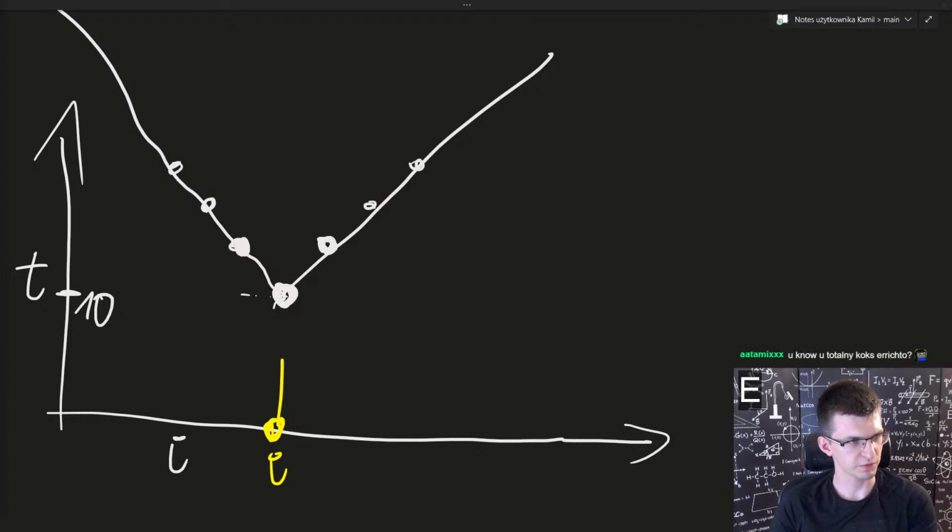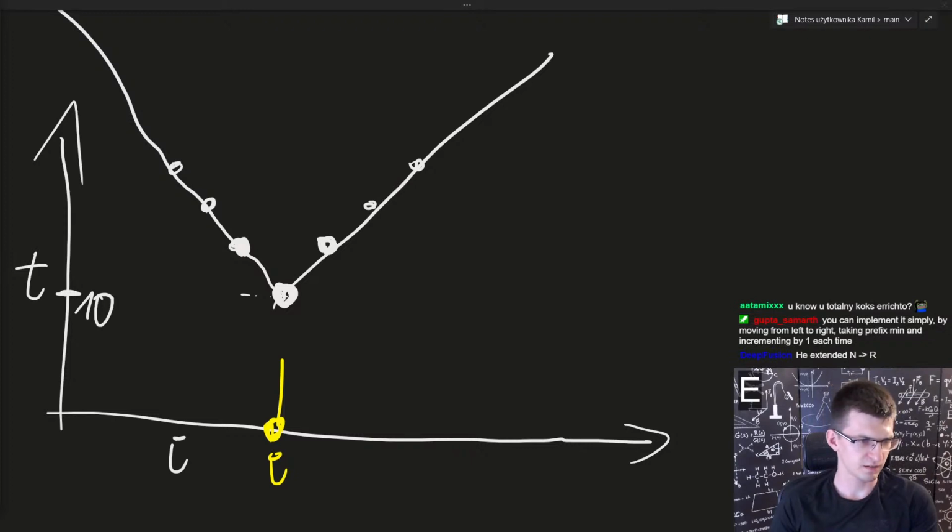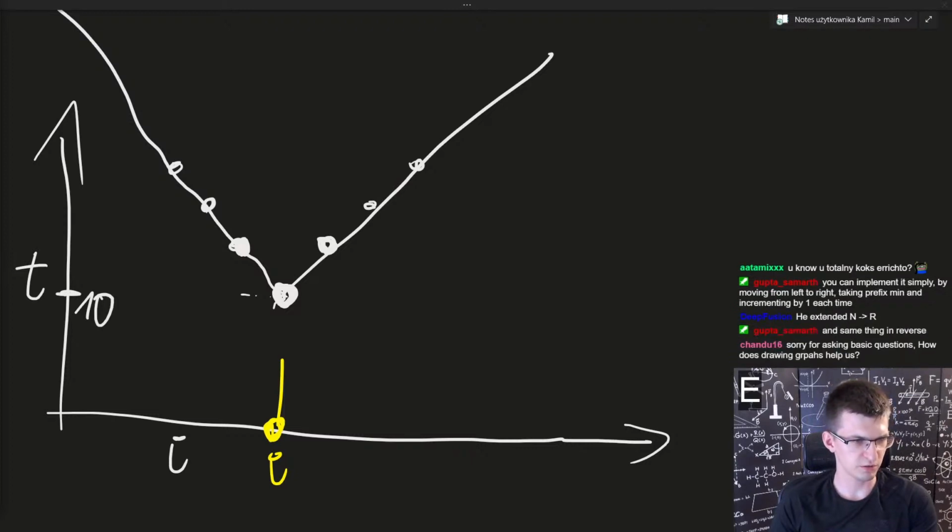Now that we're done with this, I will finally check out the problem that Lucifer suggested multiple times. Implement simply by moving from left to right. Yeah, and you need to then do the same thing in reverse. Okay, I see. I agree, that's an easy implementation.